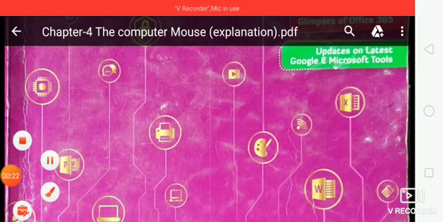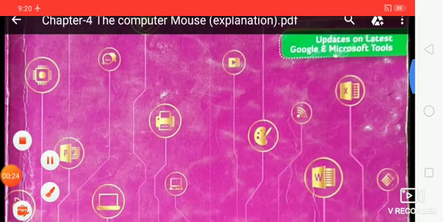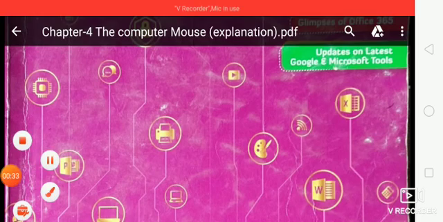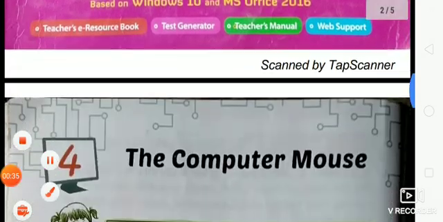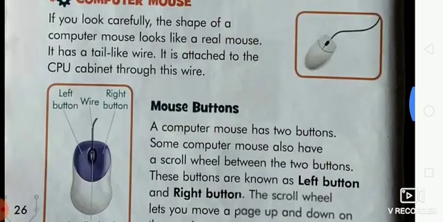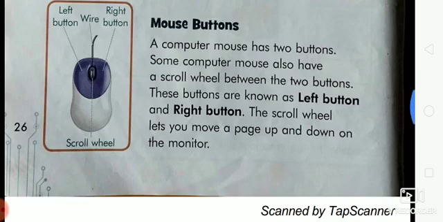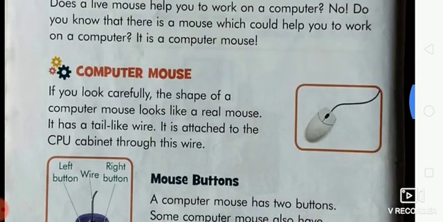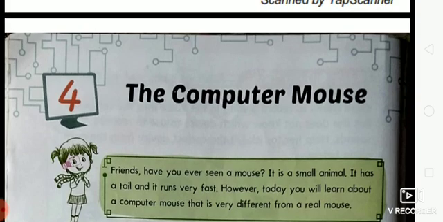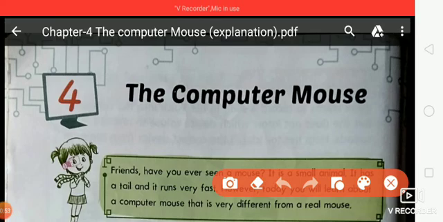I would like to continue the same chapter that we had started in our previous video. So students, firstly take out your computer book and open chapter 4, page number 26. Now students, tell me what's the name of chapter 4. So our chapter name is the computer mouse.